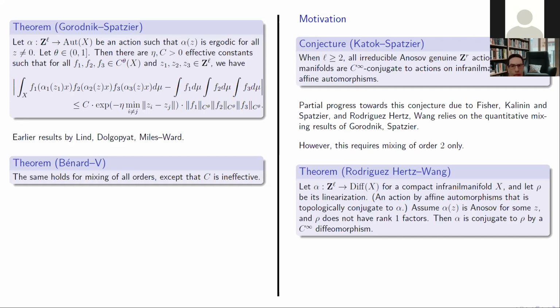I'm not sure how this refers to the irreducibility. Irreducible and genuine are not related, I believe. Okay, they are separate conditions. So actually, it's not clear that it's needed. In this special case dealt with by Rodriguez Hertz and Wang, you can drop that condition.